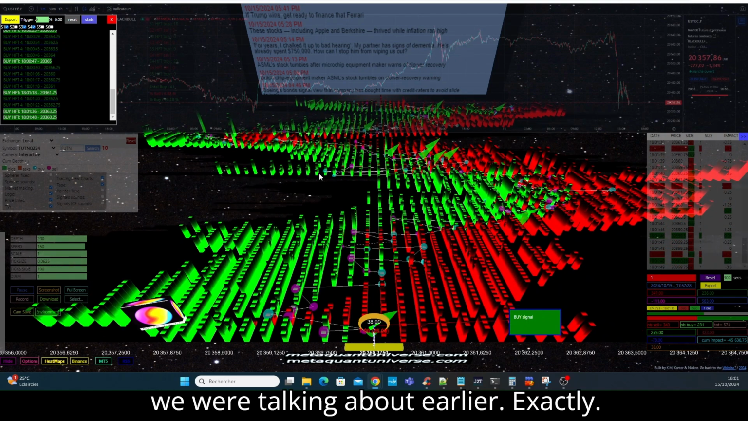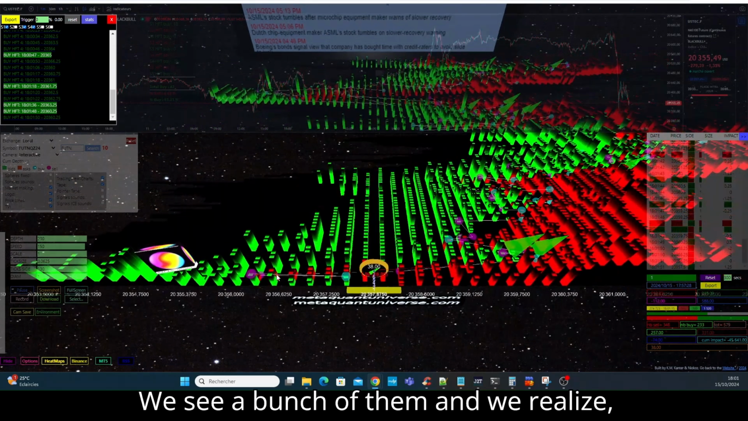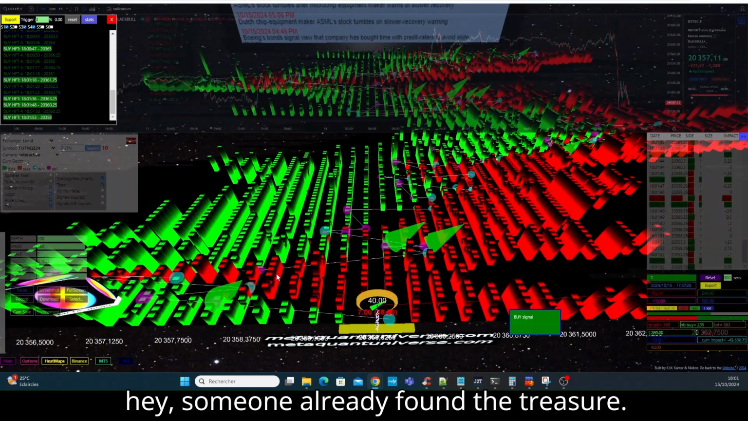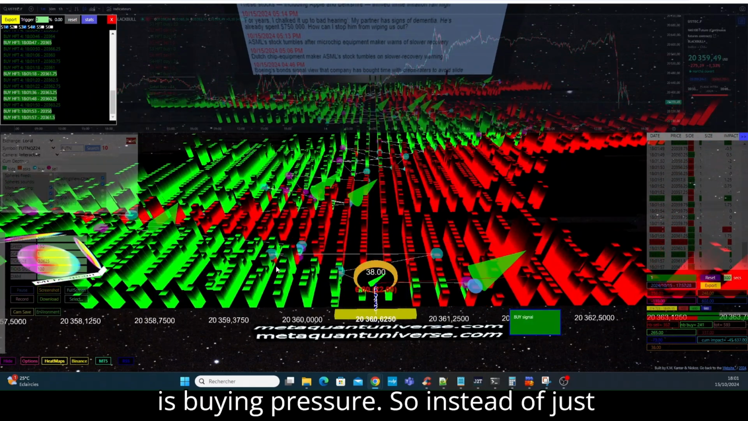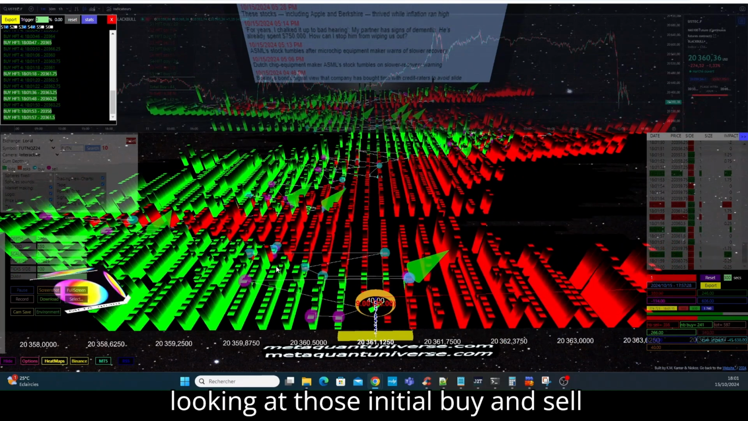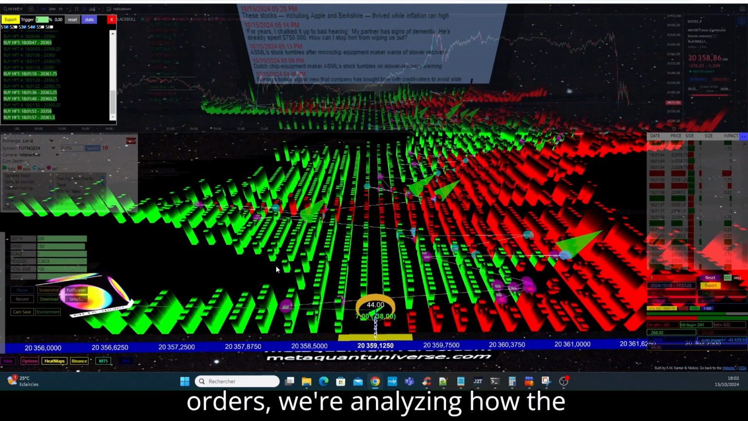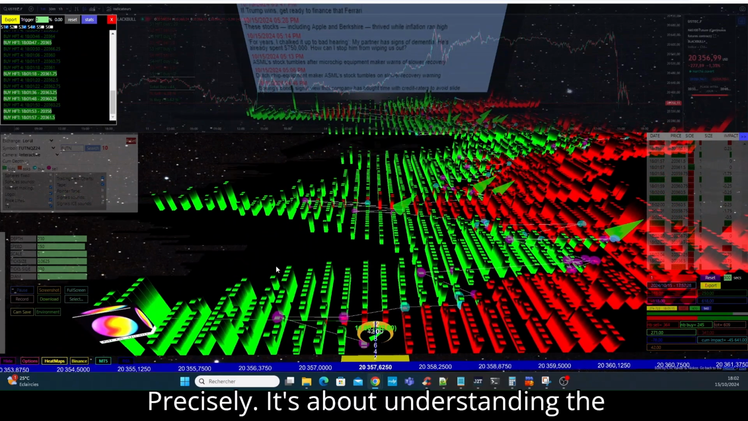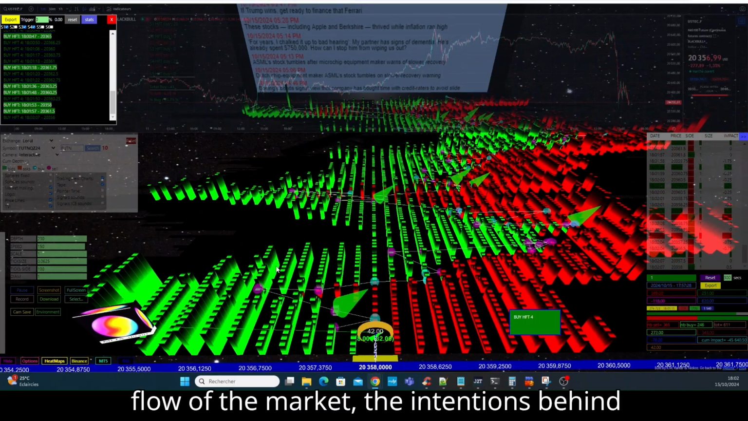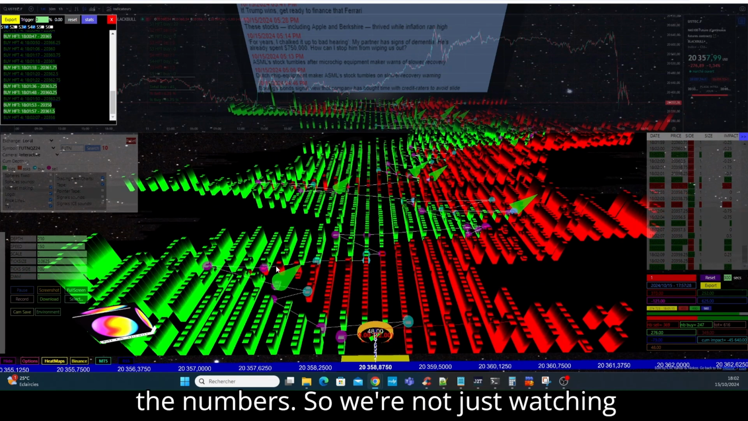It's like those footprints we were talking about earlier. Exactly. We see a bunch of them and we realize, hey, someone already found the treasure. Exactly. And in this case, that treasure is buying pressure. So instead of just looking at those initial buy and sell orders, we're analyzing how the market is actually reacting to them. Precisely. It's about understanding the flow of the market, the intentions behind the numbers.